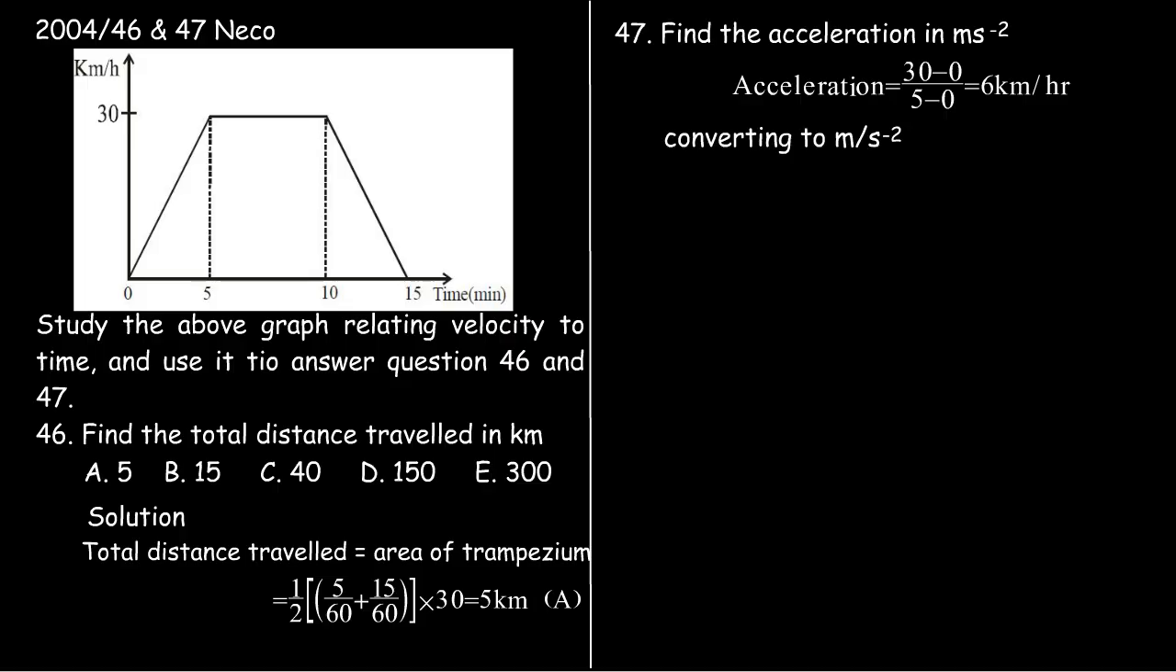Now converting this to meters per second squared. To convert from kilometers per hour to meters per second, we multiply by 1000 divided by 3600. So 6 times 1000 divided by 3600 is equal to 1.67 meters per second squared.